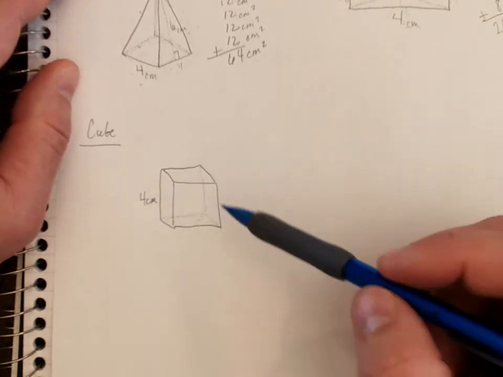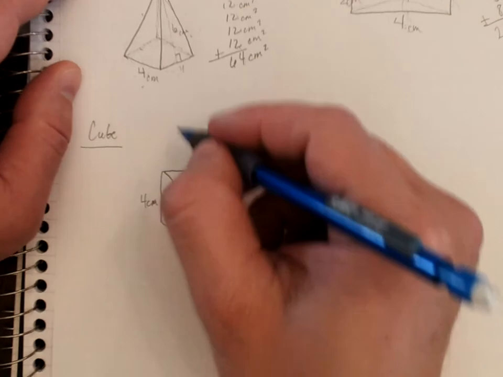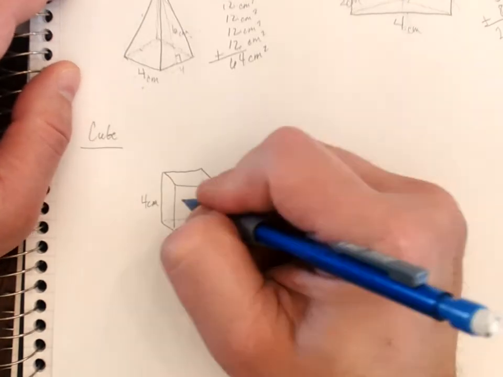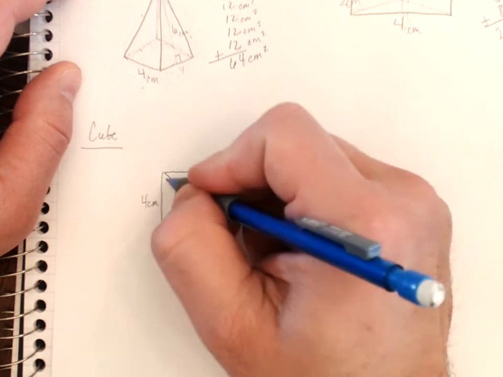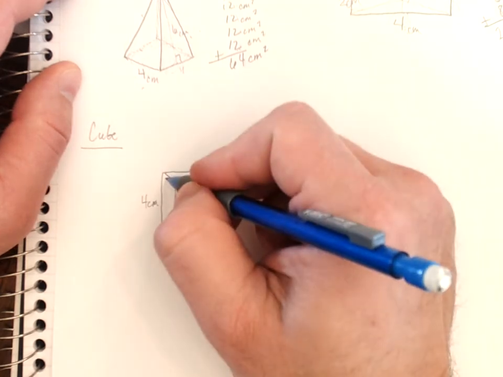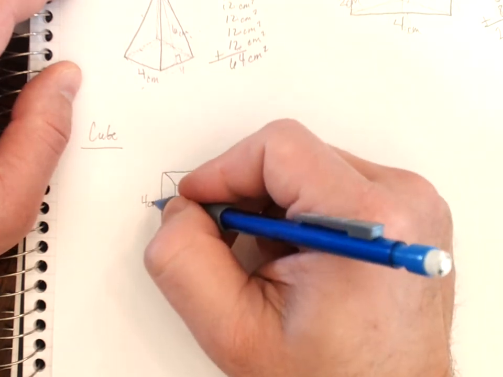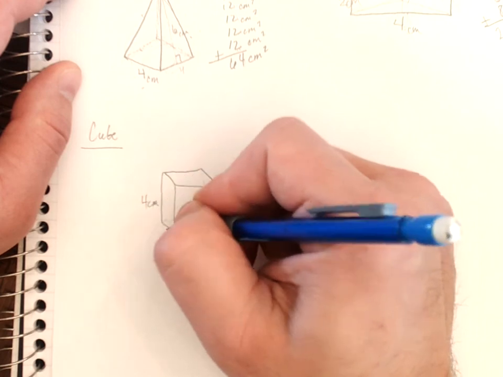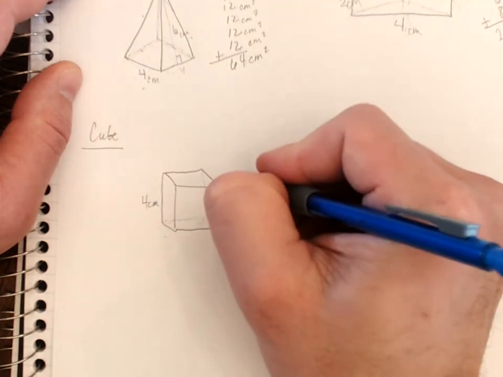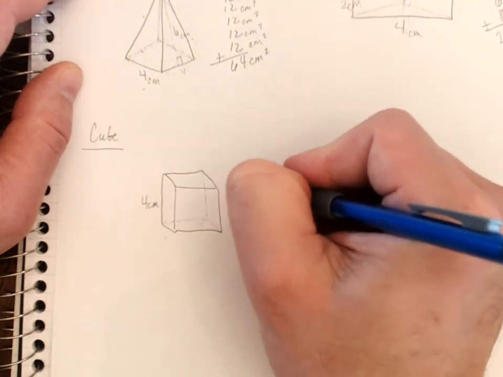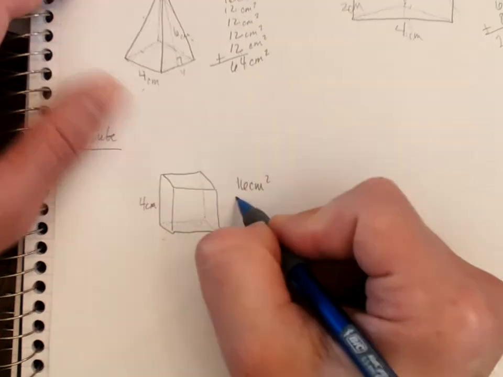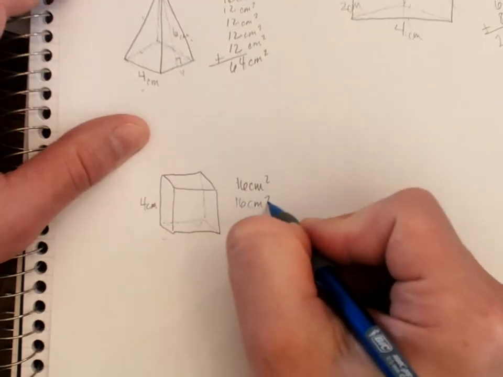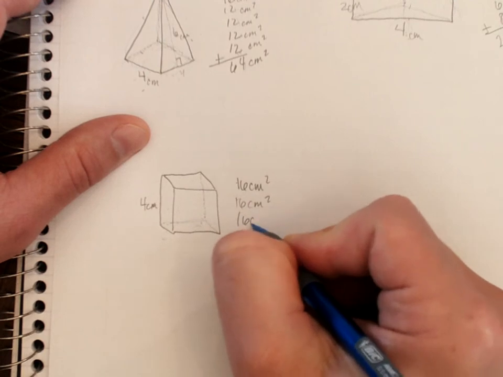So when I have 4 centimeter sides and I multiply them times each other, because remember, this is 4 and this is 4, and to find the area of this square, I have to do 4 times 4. So that's 16 centimeters squared. But remember, there's 6 squares. So 16 centimeters squared, I'm going to do this 6 times.